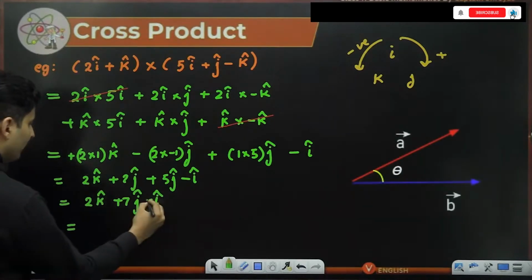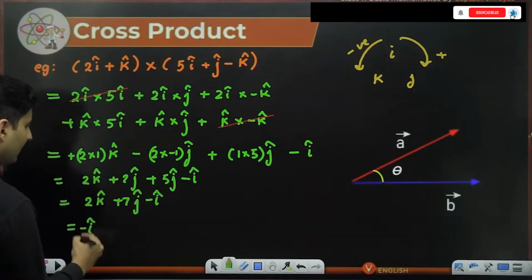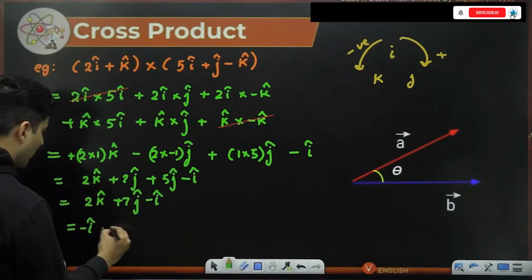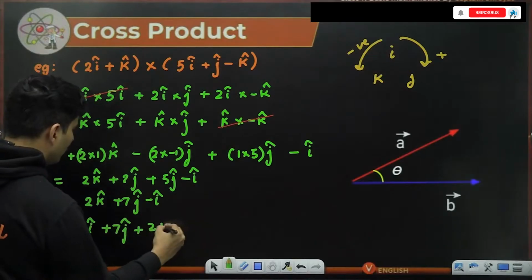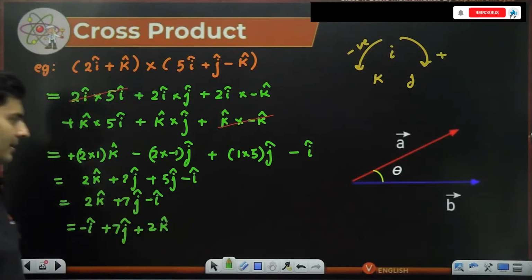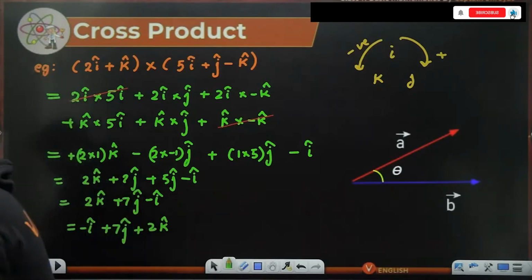But usually you put i first. So therefore it will be negative 1 i cap plus 7j cap, j second. And lastly you will put k, so 2k cap. So this is the final answer.